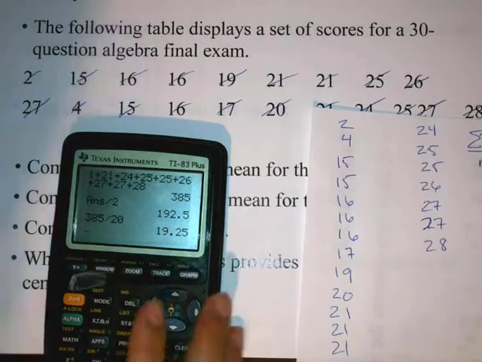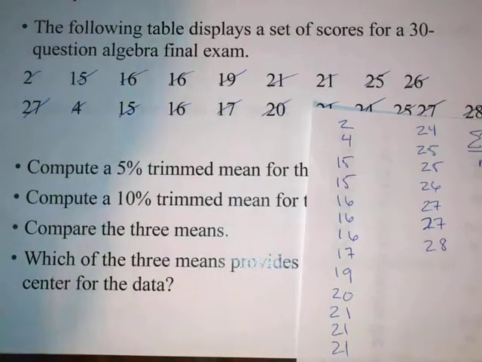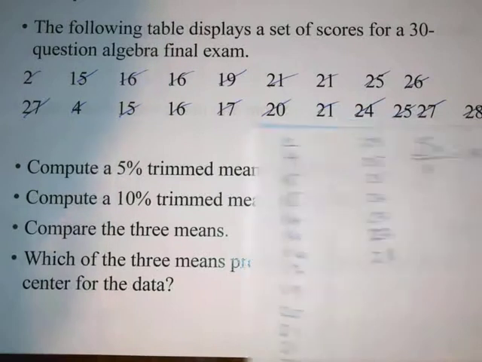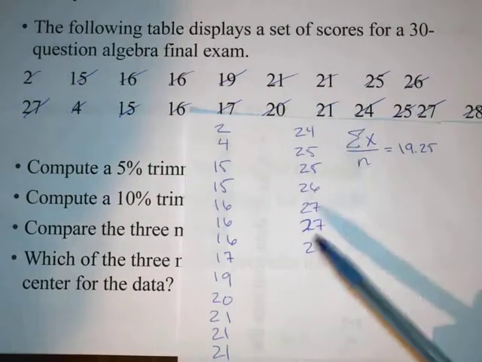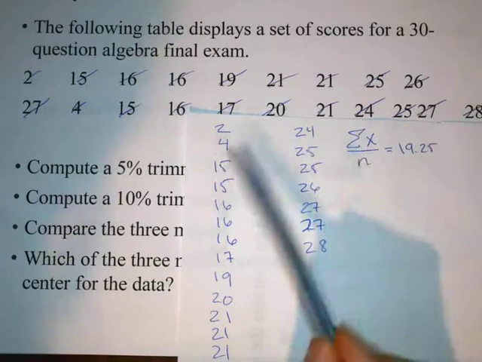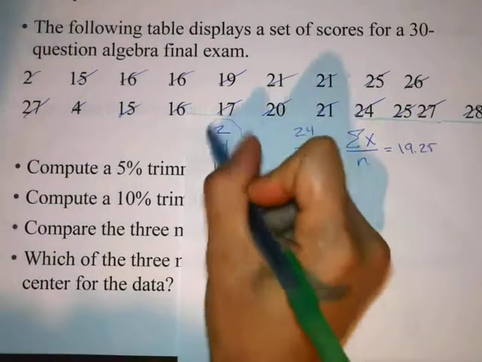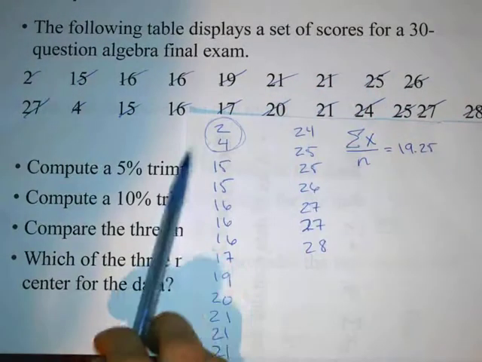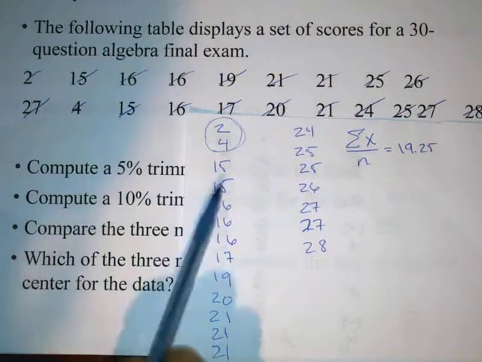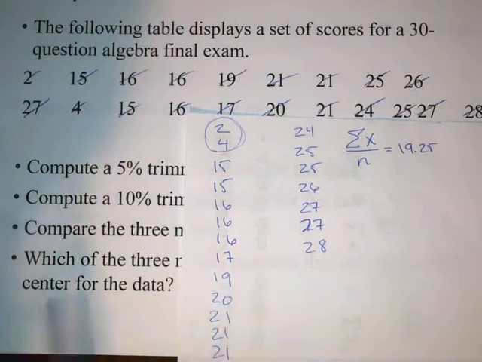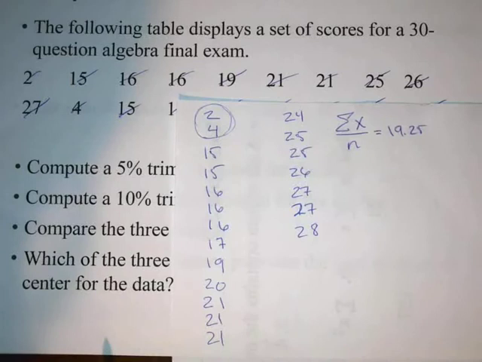So the next thing that we're asked to do is to compute the 5% trimmed mean. We see that there's some outliers in this data, and the outliers that I see are these first two numbers here. 2 and 4 are really far away from all these other ones. All these other numbers are pretty tightly clustered together, but 2 and 4 are really far away.